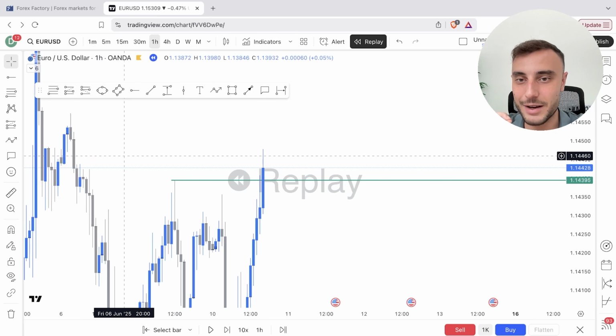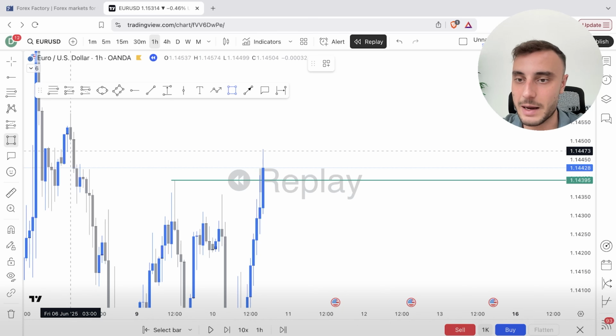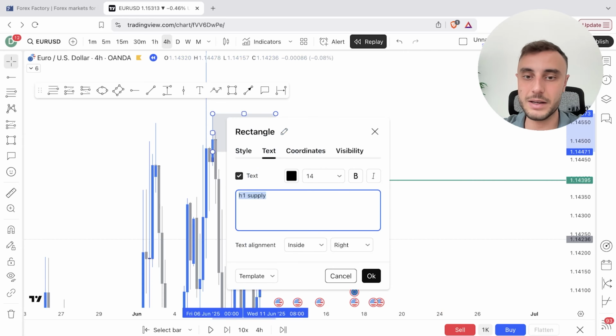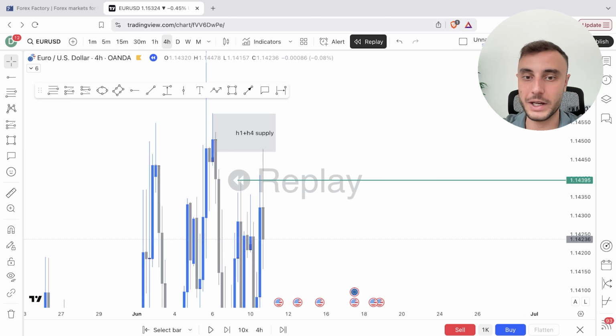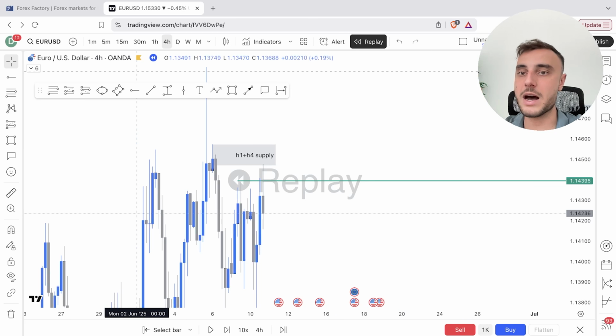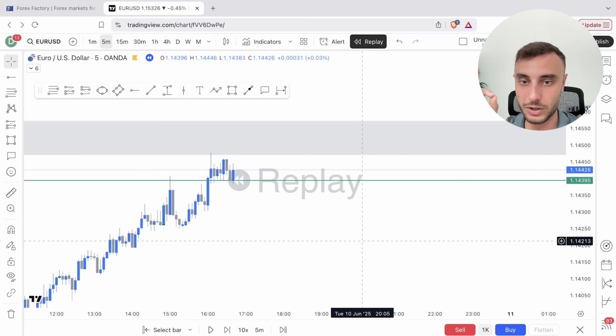However, I looked left and I was able to see that price entered this beautiful H1 supply. This beautiful H1 supply that was also visible on the 4-hour time frame. Okay, so essentially we have a H1 plus an H4 supply. So that's a very good higher time frame confluence. Okay, so the higher time frames were looking great. Now all I was waiting for was a 5-minute market structure shift.